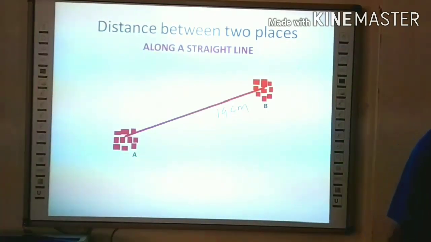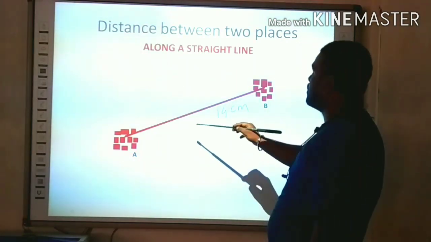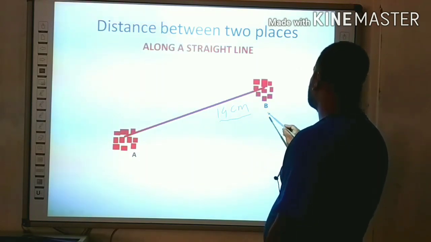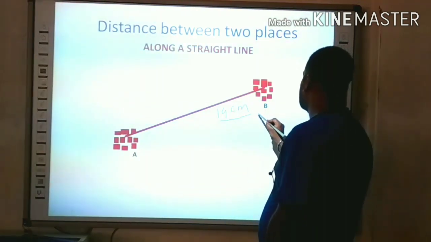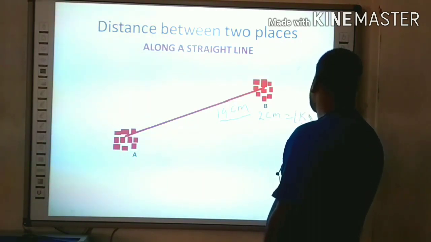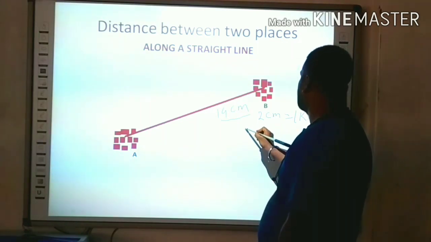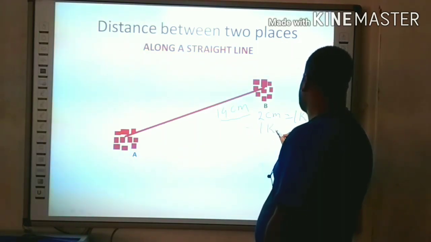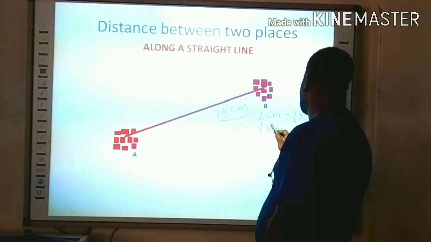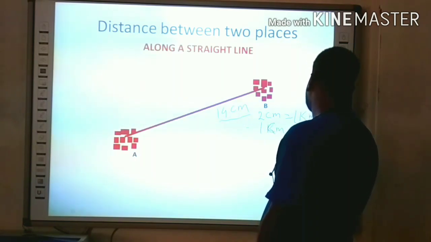Now what do you have to do? You have to convert it into kilometers. For that, you have to do a simple calculation. Now what is the scale of the map? The scale of the map is 2 centimeters equal to 1 kilometer. Therefore, 1 centimeter is equal to half a kilometer.